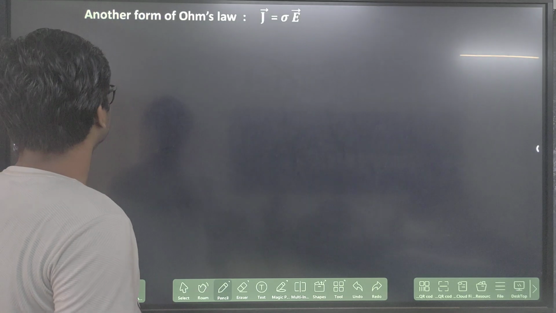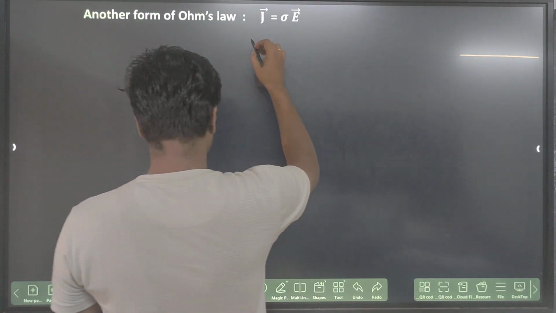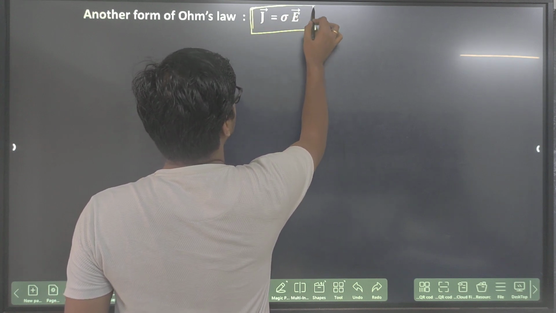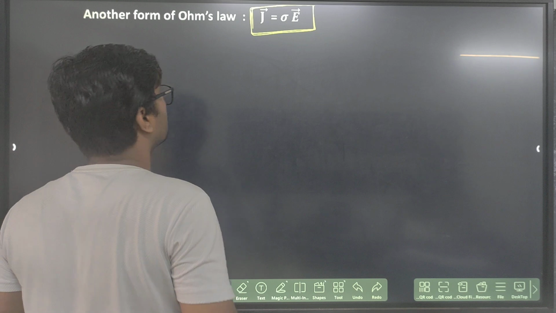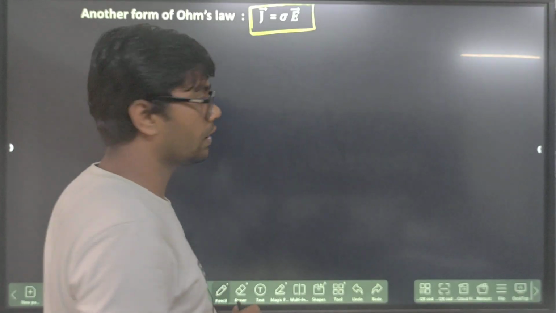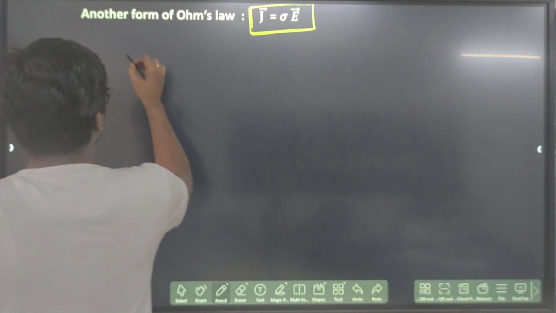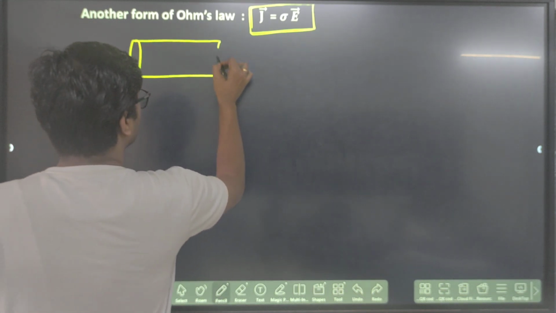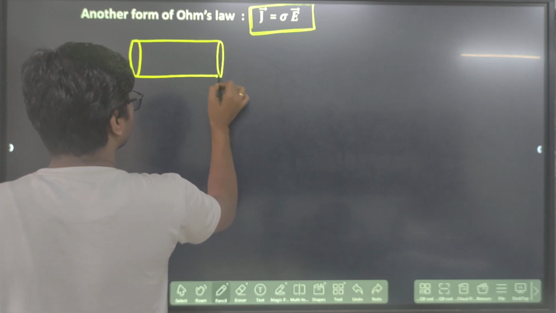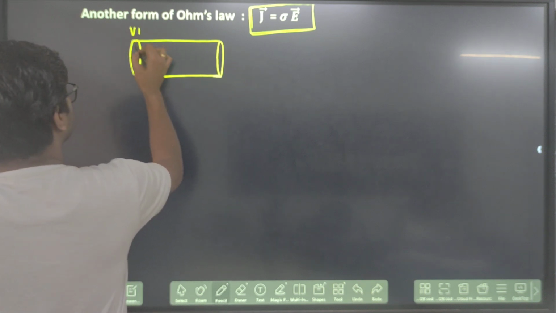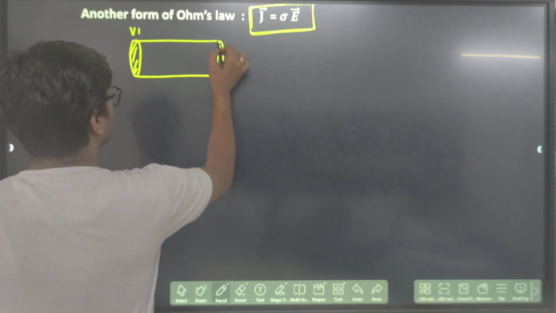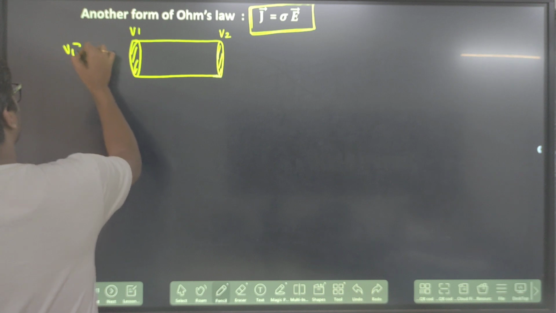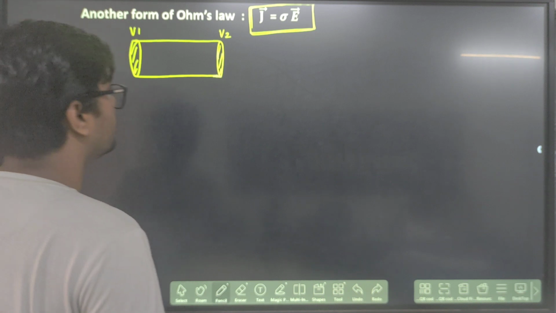Now we are going to see another form of Ohm's law, and this is a very important formula. J equal to sigma E, and we will derive it now. So let's take this as a conductor. On this side the potential is V1, and on this side the potential is V2, and obviously we are taking V1 greater than V2, right?